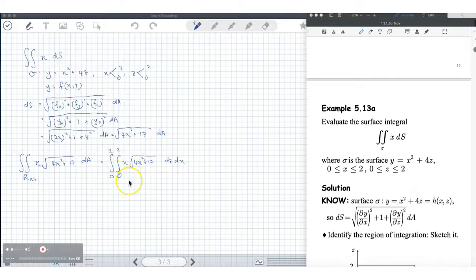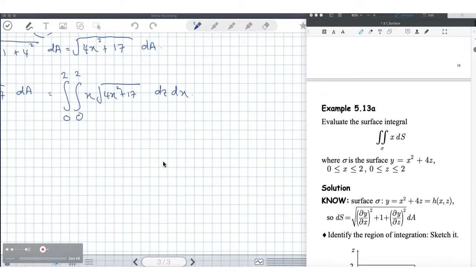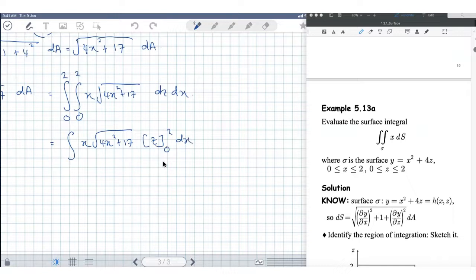The way you compute the double integral is exactly the same as in chapter 3 for double integrals. So now we integrate with respect to z first. You have x times the square root of 4x squared plus 17, and then z, with constant limits 0 to 2. Then it looks like you have 2 times the integral of x times the square root of 4x squared plus 17 dx.